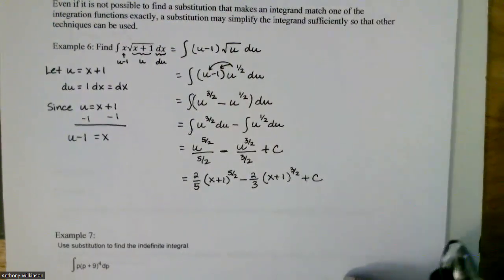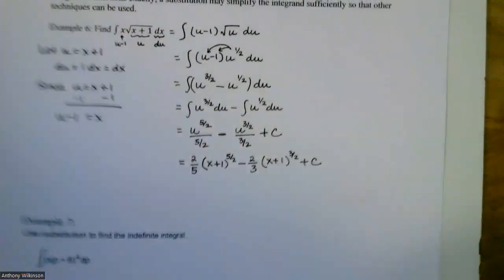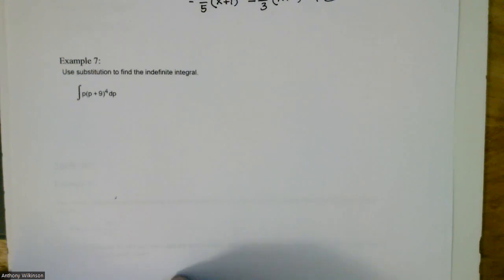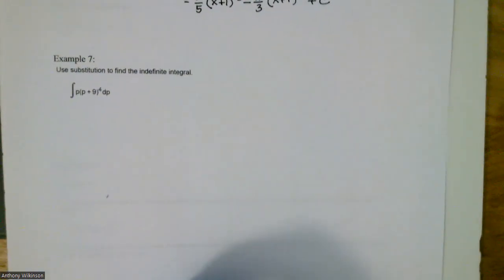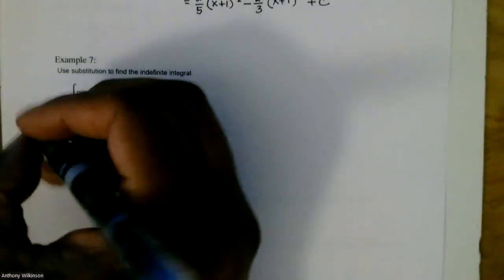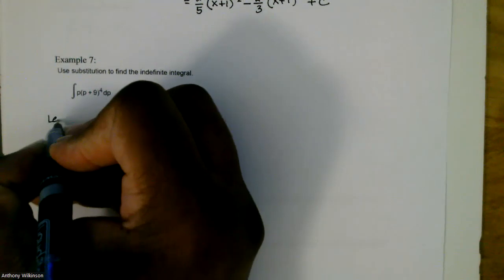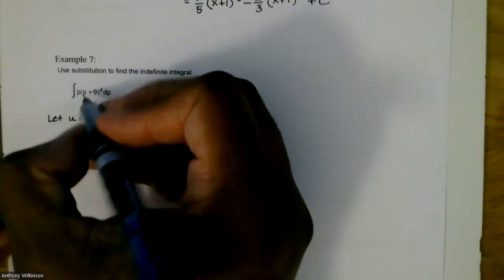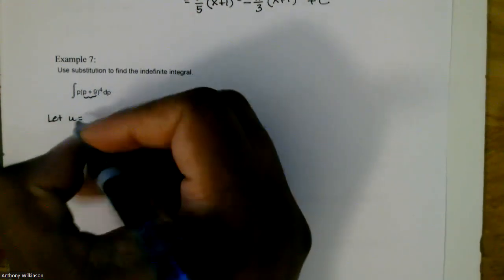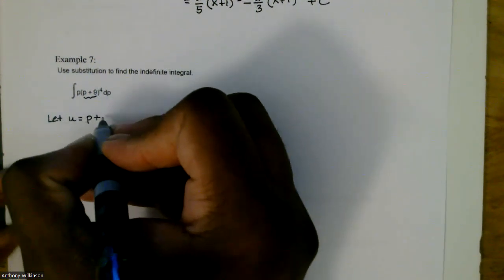All right, here's another example just like that one. Here we're going to use substitution to find the indefinite integral, like the integral of p times the quantity p plus 9 raised to the 4th dp. So here we're going to use the substitution. I'm going to let u equal what's inside the parentheses, p plus 9.